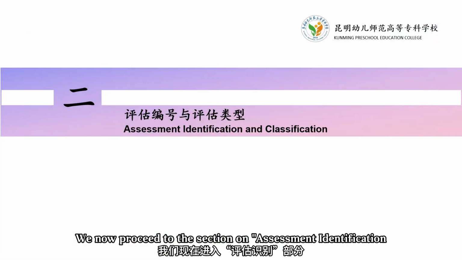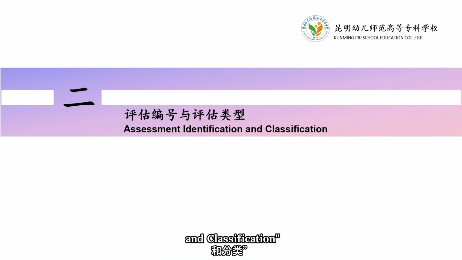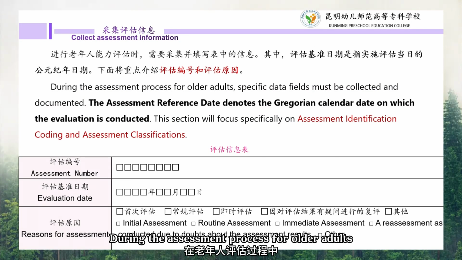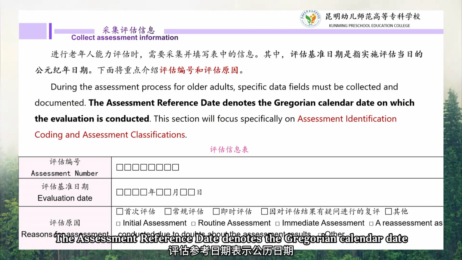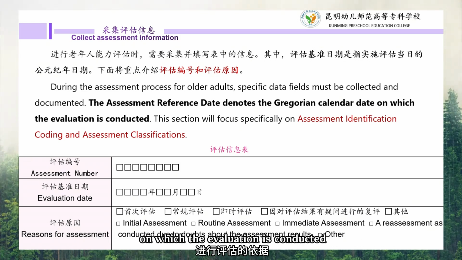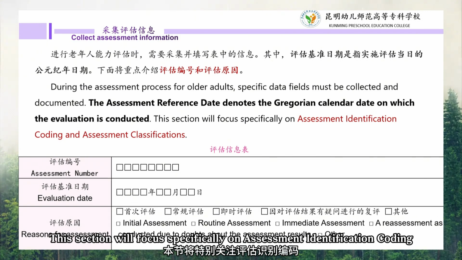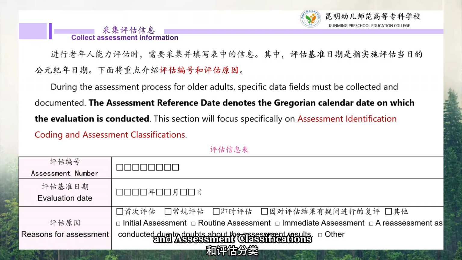We now proceed to the section on assessment, identification, and classification. During the assessment process, for older adults, specific data fields must be collected and documented. The assessment reference date denotes the Gregorian calendar date on which the evaluation is conducted. This section will focus specifically on assessment, identification, coding, and assessment classifications.